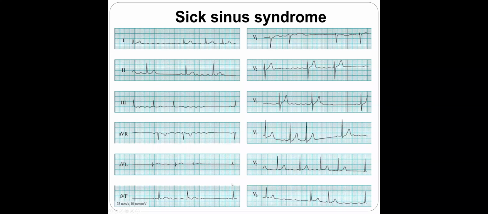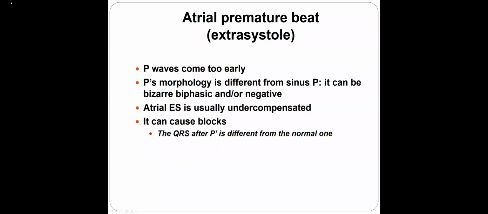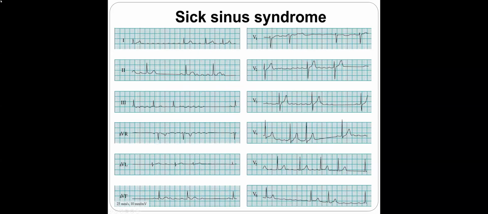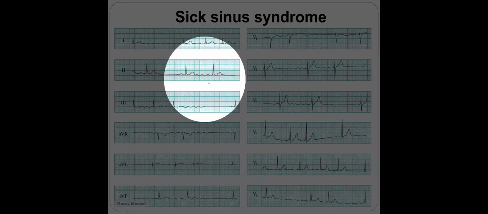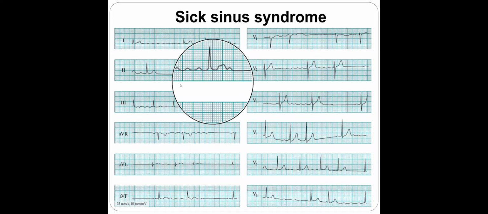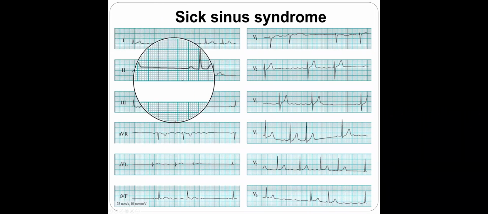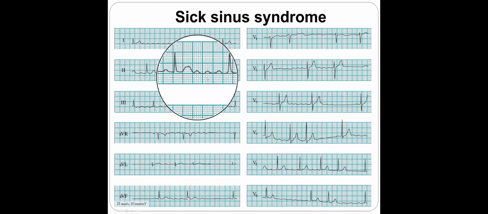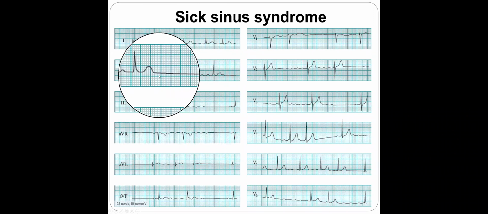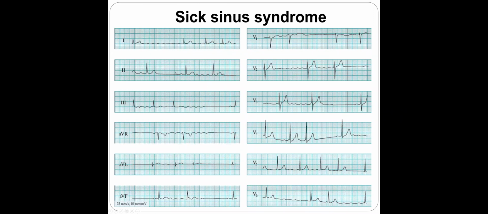And as you see here, how does it look like? Well, we have a completely arrhythmic rhythm, but you do have P waves. But sometimes the P is missing, so we have sinus arrest as well. So that's sick sinus syndrome. You should remember arrhythmia absoluta with sinus P waves. So you should memorize this.